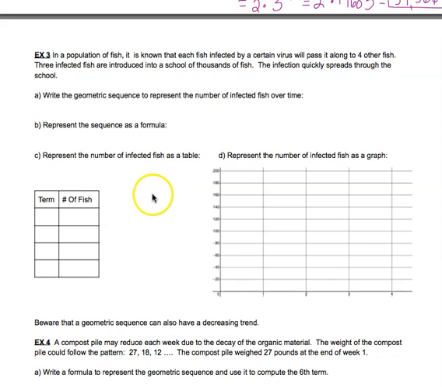So, when we start to write a sequence, we have to begin with our initial amount. So, our initial amount, 3 infected fish. That's telling me my a sub 1, so 3. Then it says each of those fish will pass the virus to 4 other fish. So 4 for the first one, 4 for the second, and another 4 for the third, which gives us a total of 12.